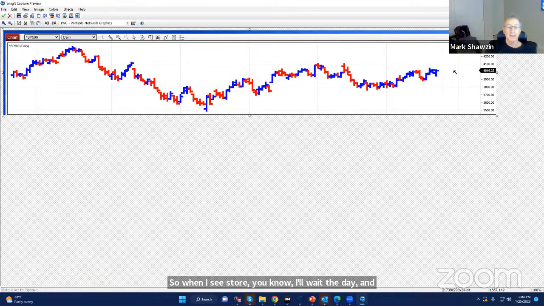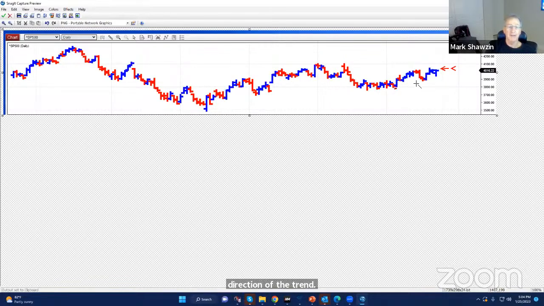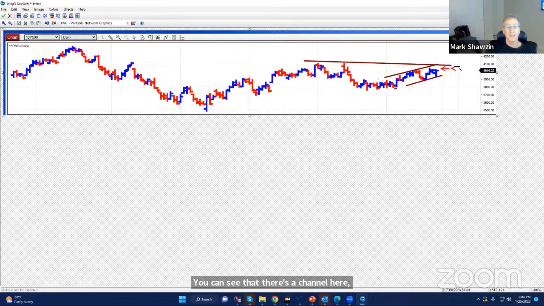And this thing had a key reversal in the direction of the trend. You can see that there's a channel here. And we could still... this thing is still... there's still resistance up here at 4,100.